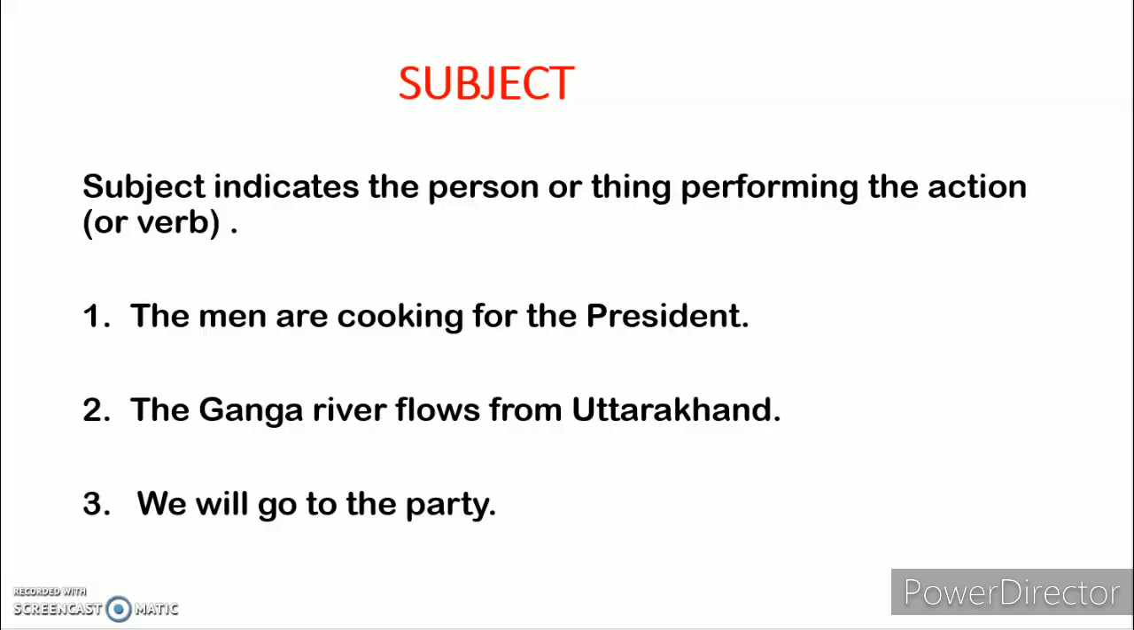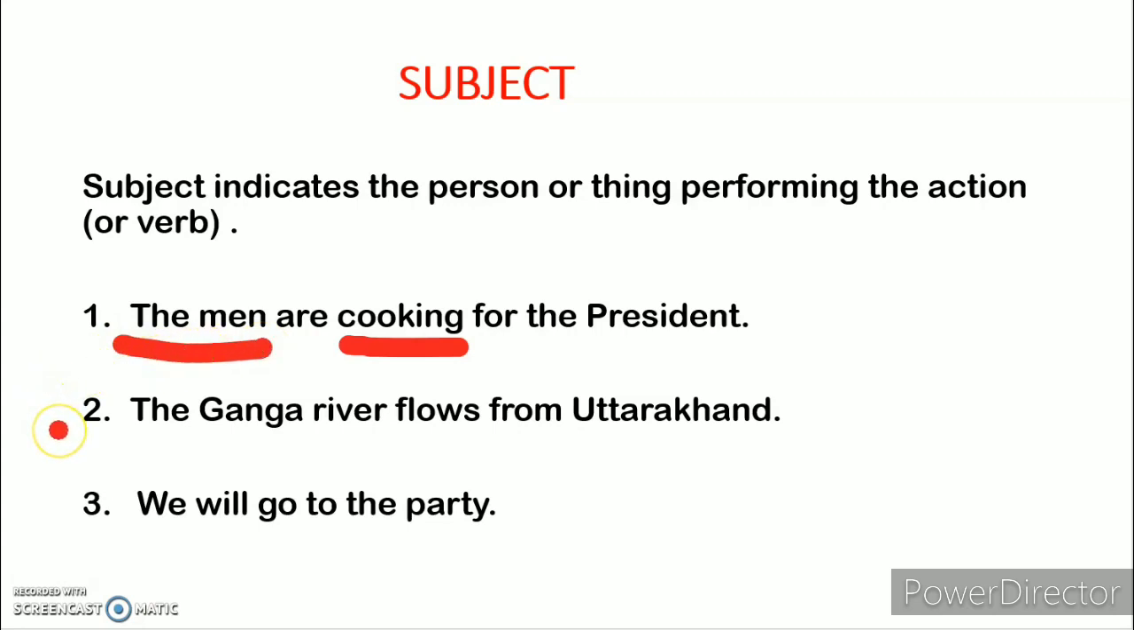Let's frame a definition for subject. Subject indicates the person or thing performing the action. Now let's look at some examples and then we have to identify the subject from them. Example 1. The men are cooking for the president. The first step is to identify the verb. So cooking is the verb here, and then who is the doer? Who is performing the action of cooking? The men. So therefore, the men are the subject here.